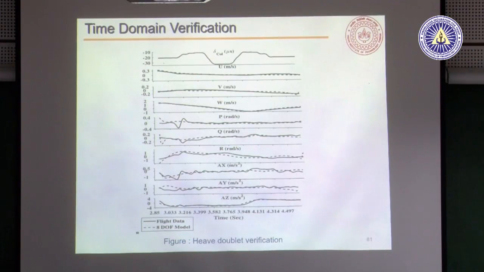This is the heave doublet. UVW is looking good. P has this strange doublet kind of thing. This is probably due to some inadvertent input by the pilot. He is trying to mainly give the input in the collective, but this motion suggests that the pilot ended up giving some small input in cyclic also, which resulted in this small peak in the flight test data. So again, this is also satisfactory.